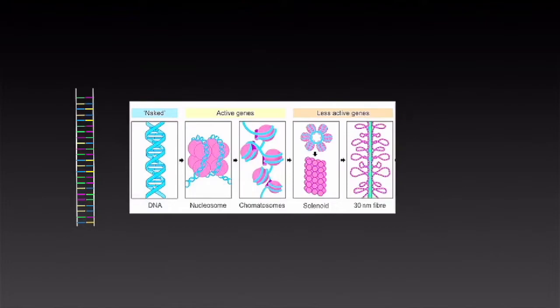Less active genes, those chromatosomes, are then taken and coiled on top of each other in this very tight structure here called a solenoid. And then those solenoids are kind of wrapped like this. So that's less active genes. So active genes, they are coiled, but they're kind of coiled more loosely, whereas less active genes are coiled very, very tightly.